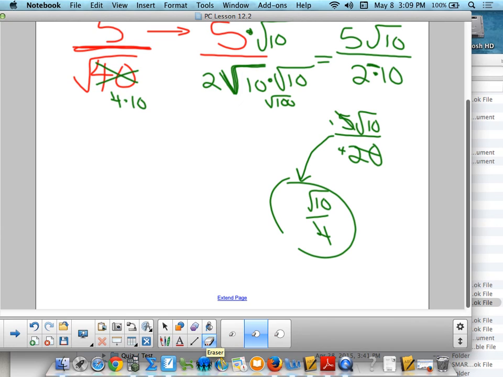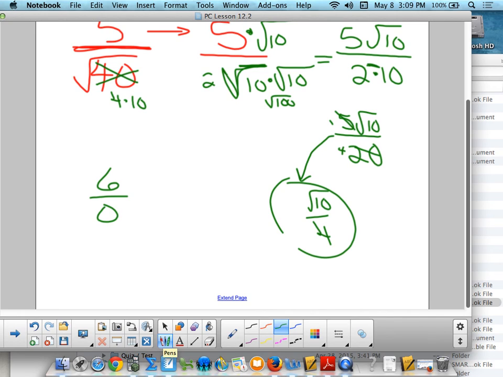Good? That's why I keep saying it. So there's a lot of reducing. The only thing you can't have though, you can't have what? Square roots on the bottom. Square roots on the bottom are not allowed. Just like you can't divide by 0. This is a big no-no in math because you can't get 0 to go in there.